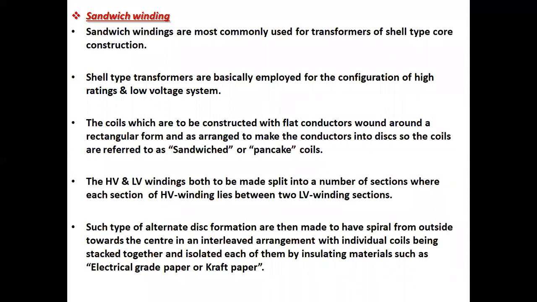The coils are constructed with flat conductors wound around a rectangular form and arranged to make the conductors into discs, so the coils are referred to as sandwiched or pancake coils. The HV and LV windings are both split into a number of sections, where each section of HV winding lies between two LV winding sections.